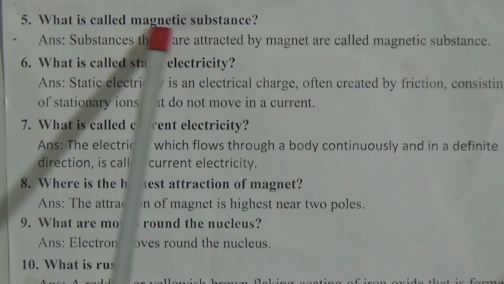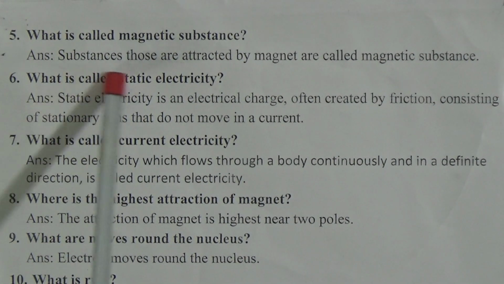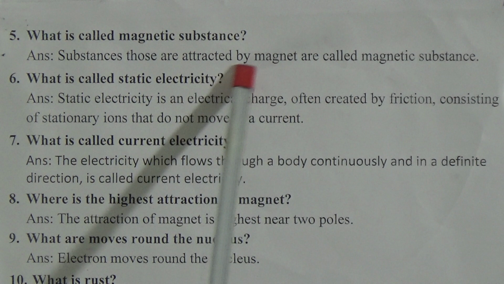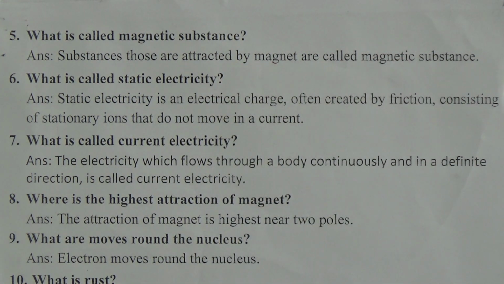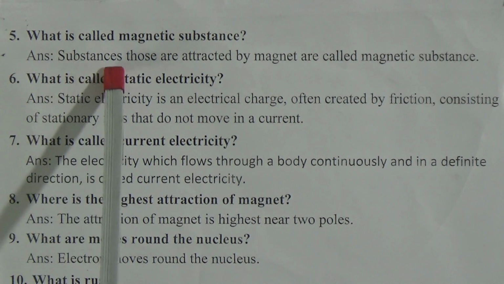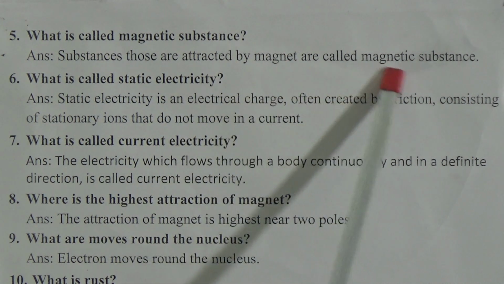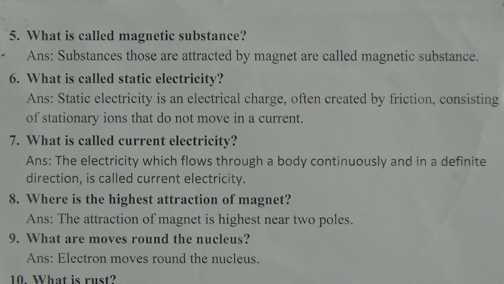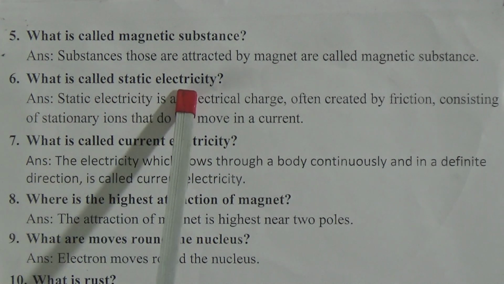Number 5 question is, what is called magnetic substance? The answer is, substances that are attracted by a magnet are called magnetic substances. I am repeating this answer. Substances that are attracted by a magnet are called magnetic substances.